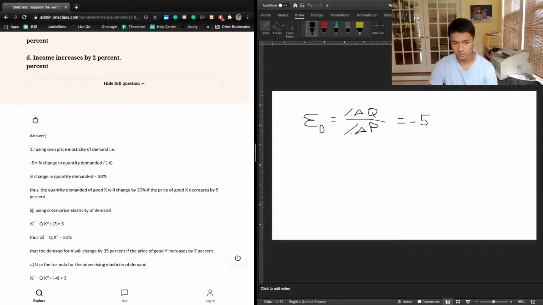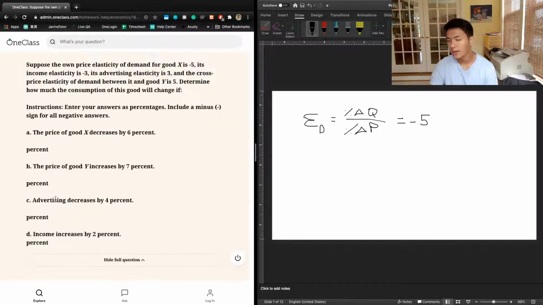So taking a look at what the previous tutor said, they also said 35%, so we're totally fine here. And we'll take the same logic, apply this to part C. Part C says advertising elasticity. This is not something that you usually see, but again, as long as we understand what elasticity refers to, the responsiveness of demand, then it doesn't really matter. We know that the advertising elasticity is 3.